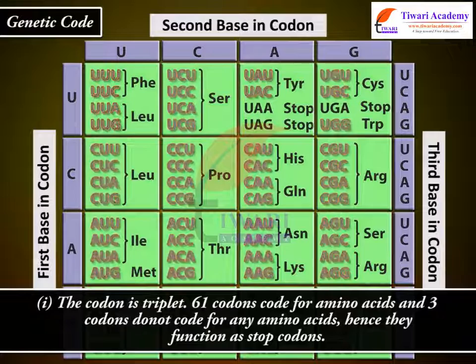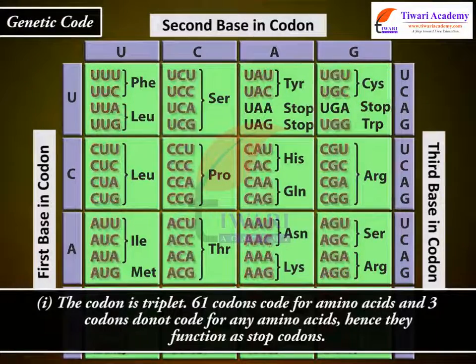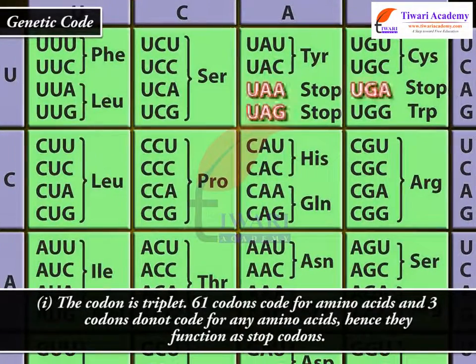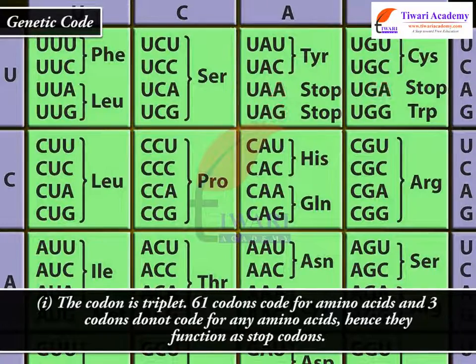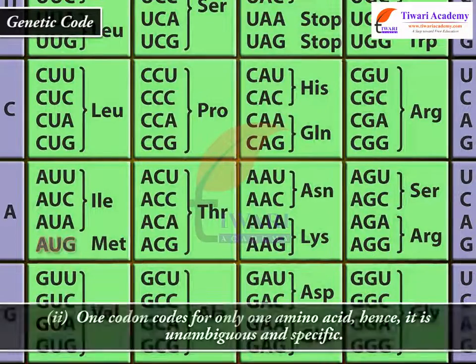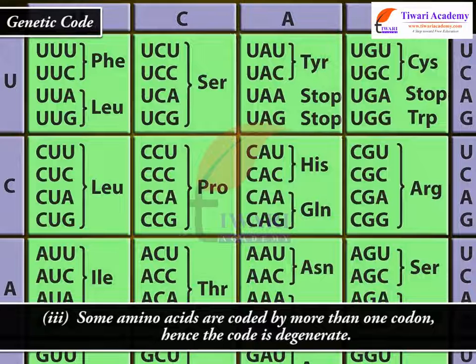1. The codon is triplet. 61 codons code for amino acids, and 3 codons do not code for any amino acids, hence they function as stop codons. 2. One codon codes for only one amino acid, hence it is unambiguous and specific. 3. Some amino acids are coded by more than one codon, hence the code is degenerate.